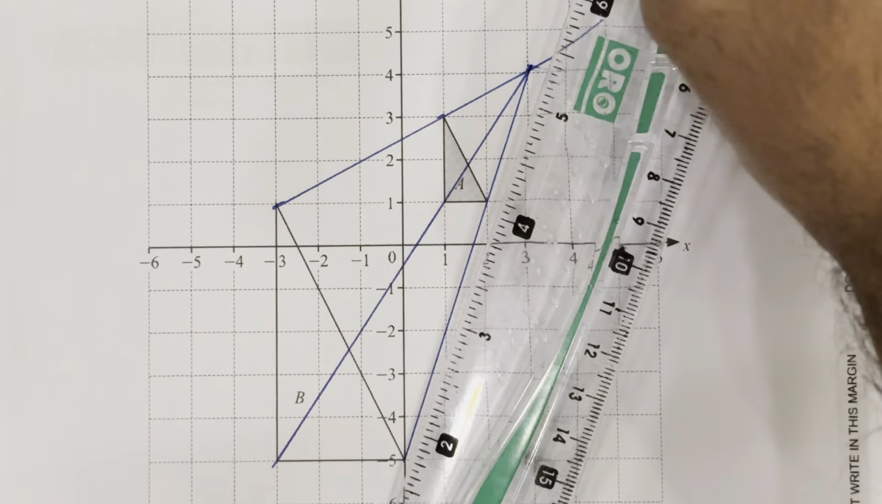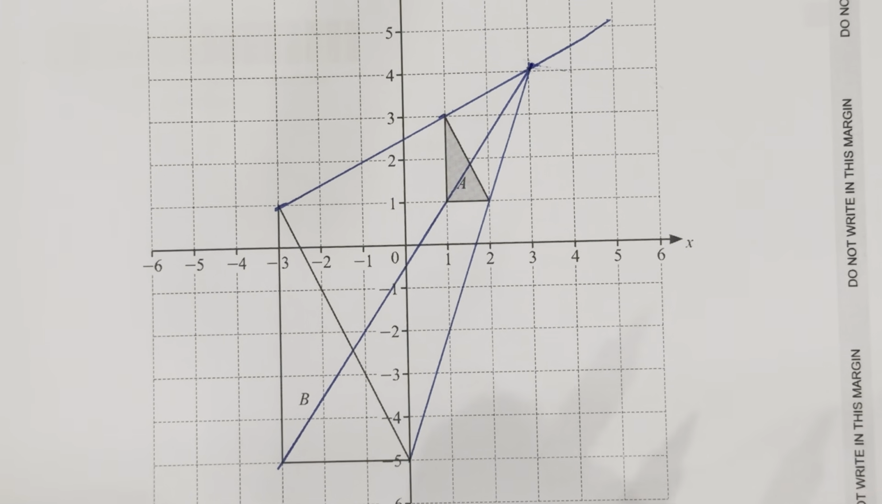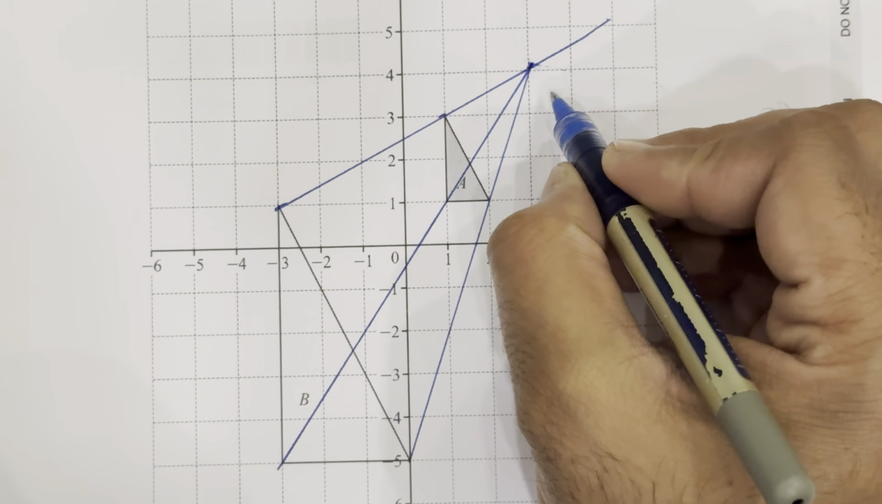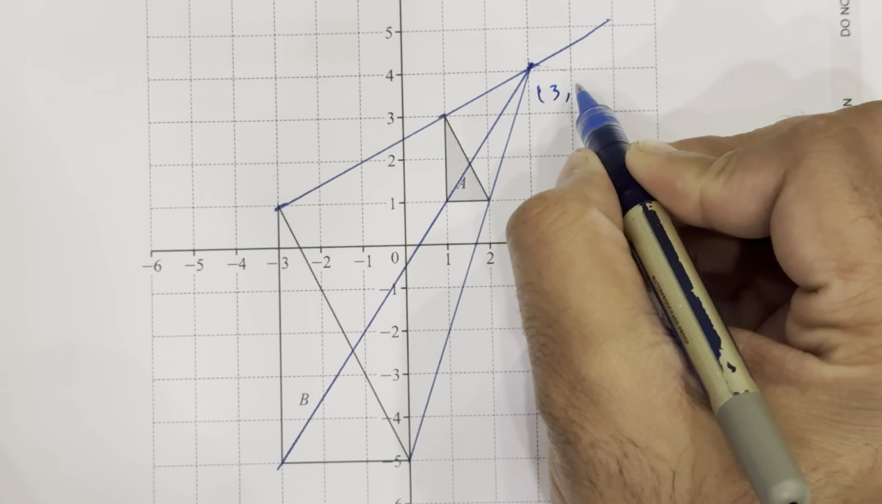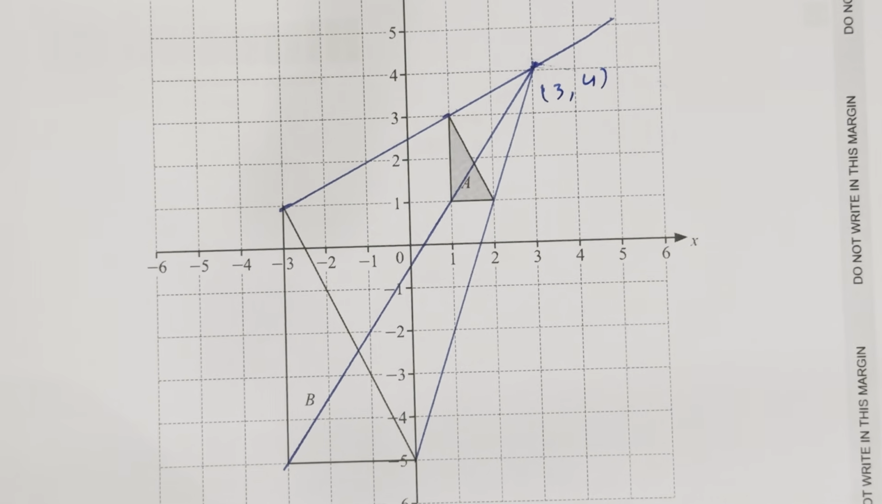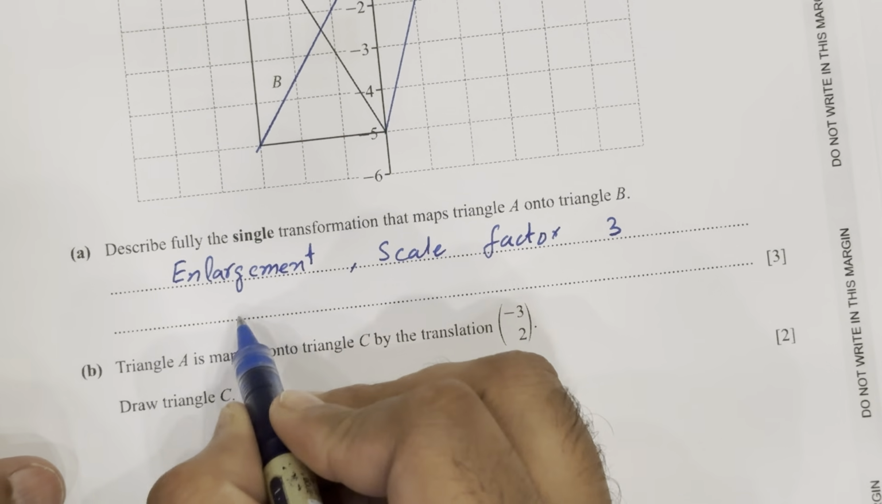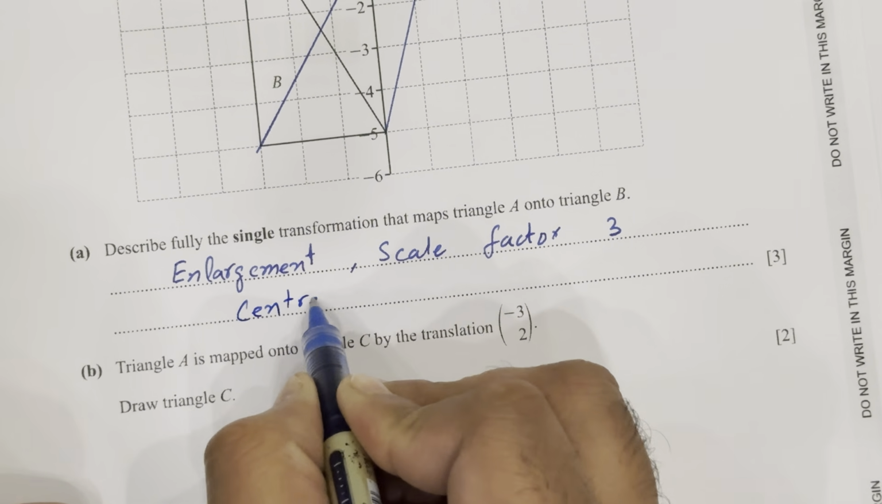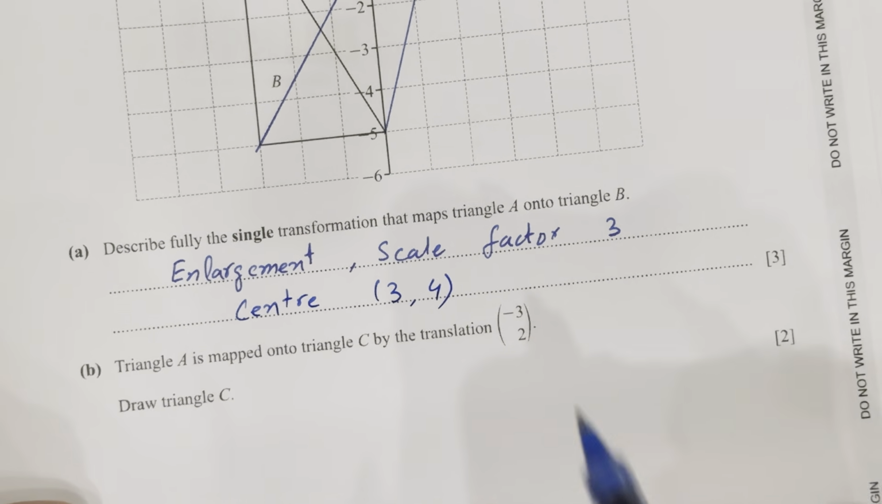Yes, they are all passing through the same point. It means we have correctly identified it, and the center of enlargement is (3, 4). So you can write that the center is (3, 4).